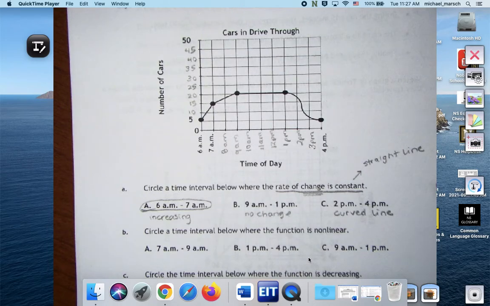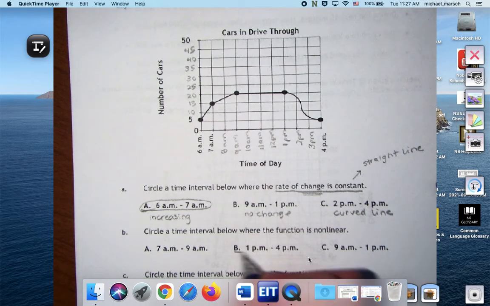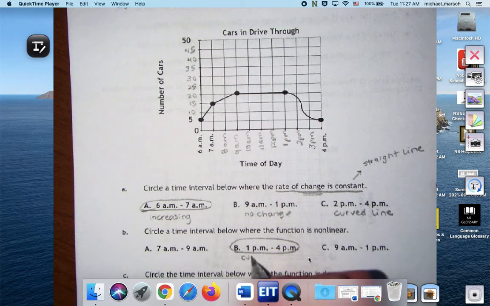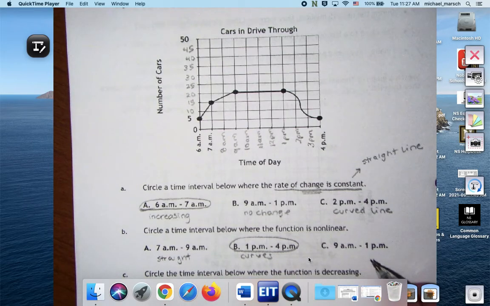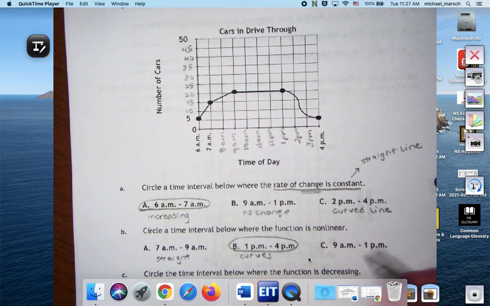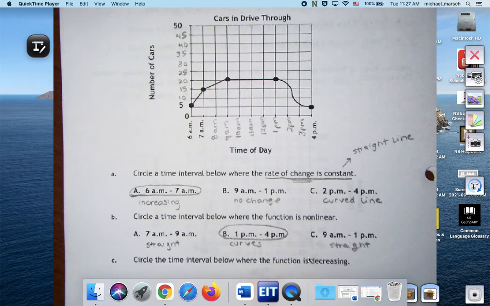Would 1 to 4 be... Correct. So for part B, which is nonlinear, that's going to be 1 to 4 because it curves. 7 to 9 is a straight line. And 9 to 1 is obviously a straight line. So this would be looking for the curve for nonlinear.